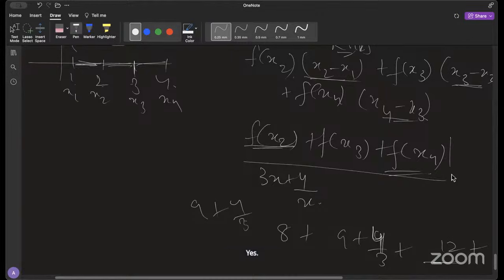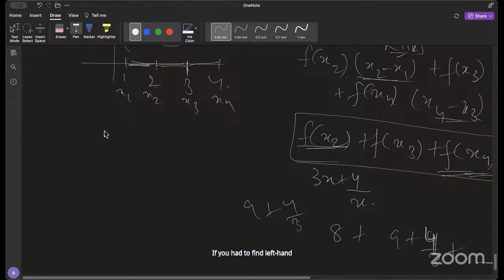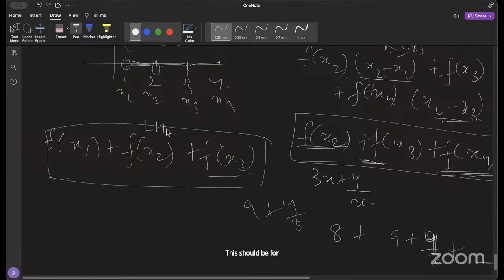Now, madam, if you had to find the left-hand Riemann sum instead, this was for the right-hand Riemann sum. If you had to find the left-hand Riemann sum, what would you do? Based on this, you can just do f(1) plus f(2) plus f(3). It should be f(x1), f(x2), and f(x3), because this time we should be considering the left endpoints of each subinterval. So this should be for the left-hand Riemann sum, and this should be for the right-hand Riemann sum.